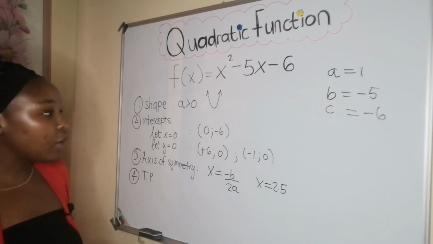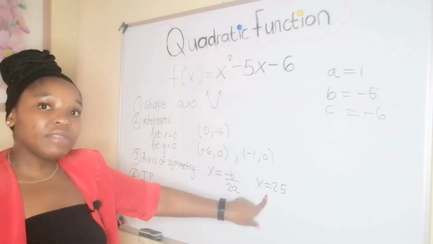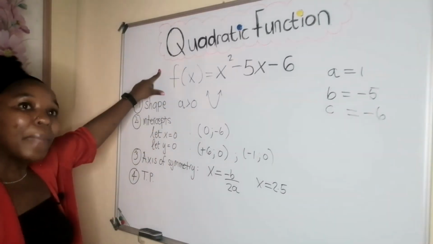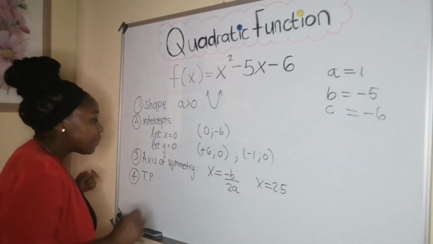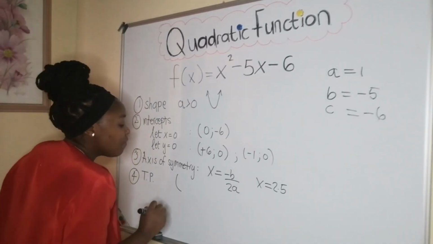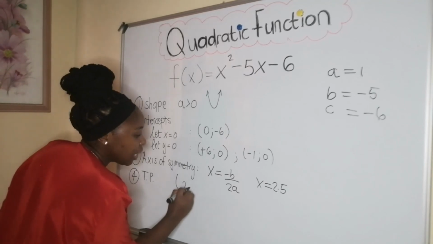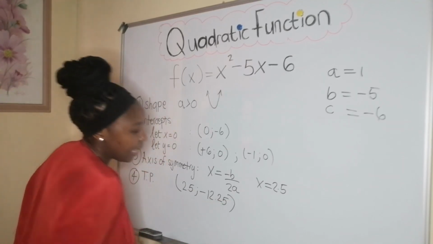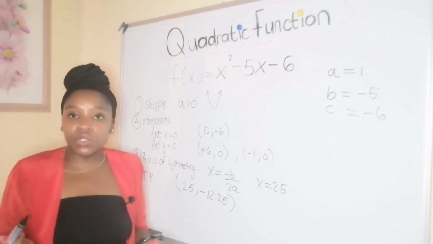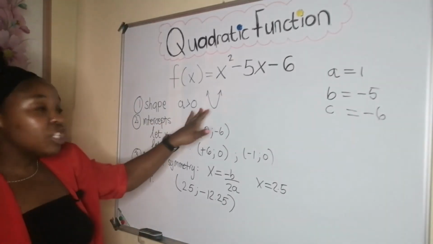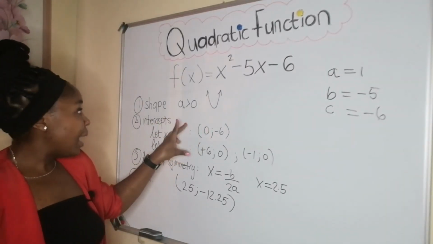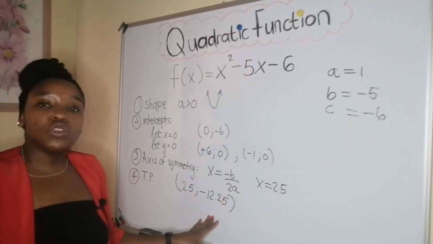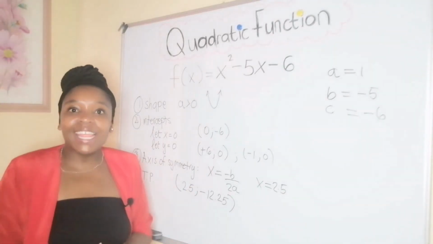And once you have found your axis of symmetry, you can get the turning point of this quadratic function. How do you get the turning point? You simply take the x value that you obtained from the axis of symmetry, and you substitute it back into your original equation. By substituting that back, we found that the turning point of our quadratic function is 2.5 and negative 12.25. Okay, and then from here, guys, it is simply easy to sketch your quadratic function because we've got our shape, your x and y intercepts, your axis of symmetry, and your turning point. You simply just sketch and you are done.